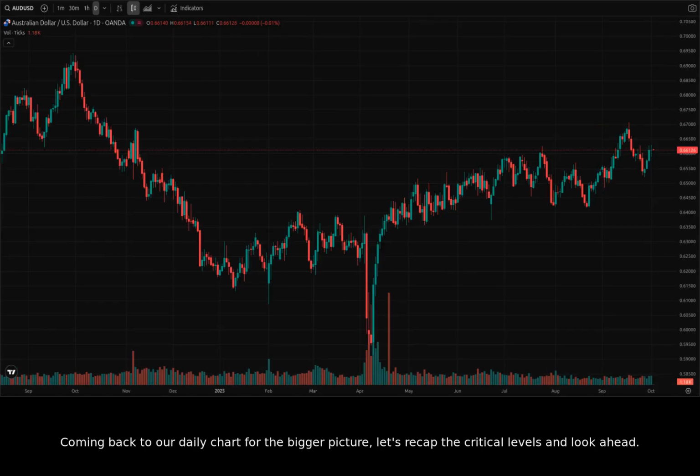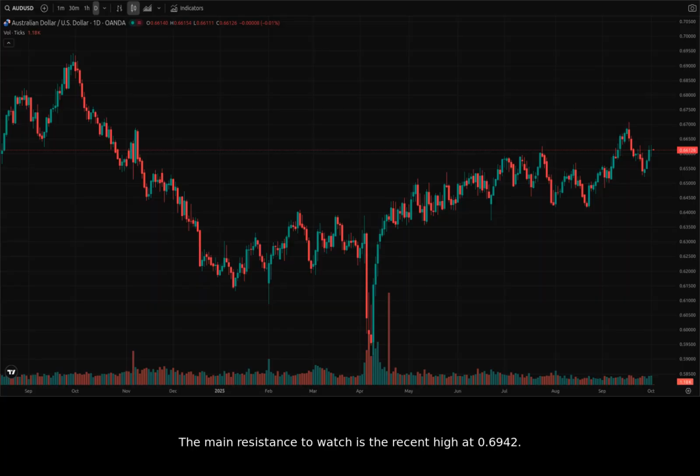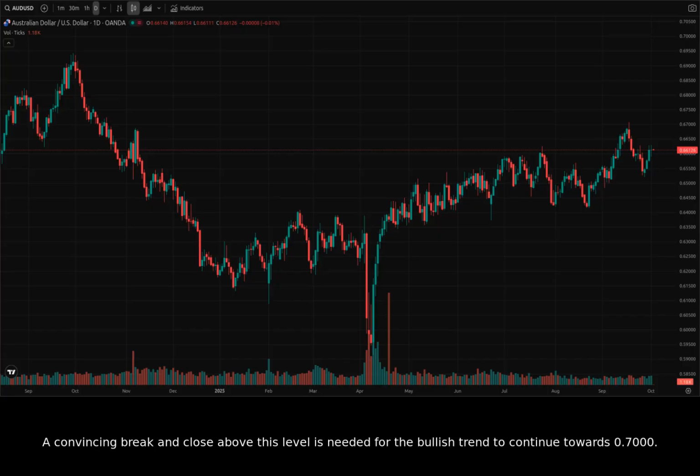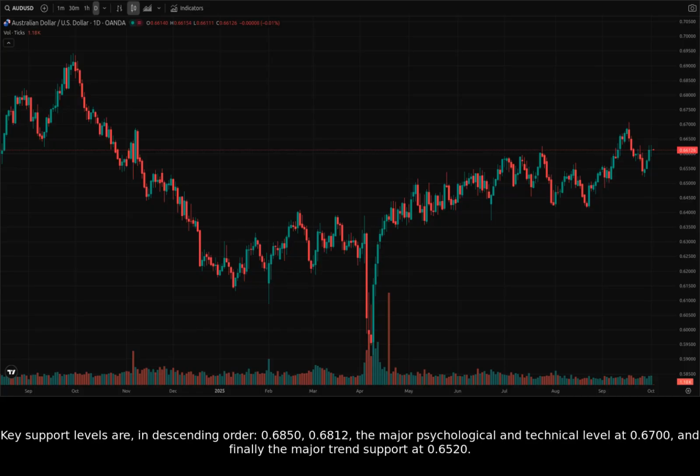Coming back to our daily chart for the bigger picture, let's recap the critical levels and look ahead. The main resistance to watch is the recent high at 0.6942. A convincing break and close above this level is needed for the bullish trend to continue towards 0.7000. Key support levels are, in descending order, 0.6850, 0.6812, the major psychological and technical level at 0.6700, and finally the major trend support at 0.6520.